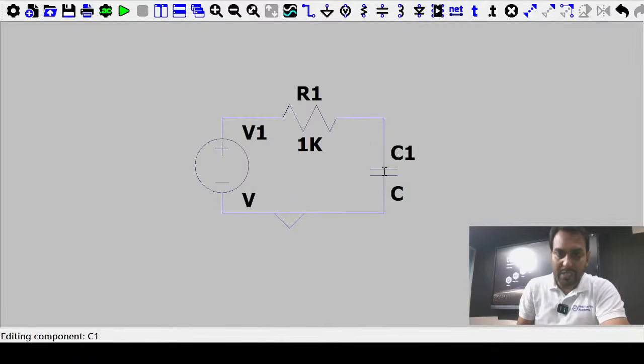Okay, and for the capacitor, let this one be 1 microfarad, so that you can basically understand the basic calculation of tau. Tau is equal to R into C. So R is 1k and C is 1 micro. So 1 kilo into 1 micro becomes 1 millisecond. Okay, so tau is 1 millisecond, and you can set your input voltage.